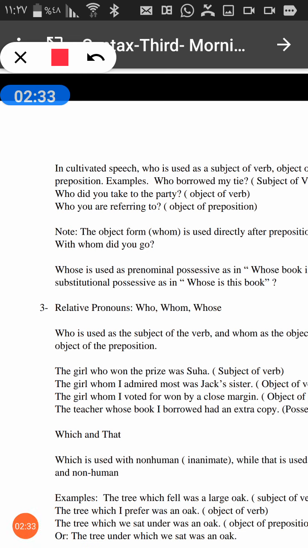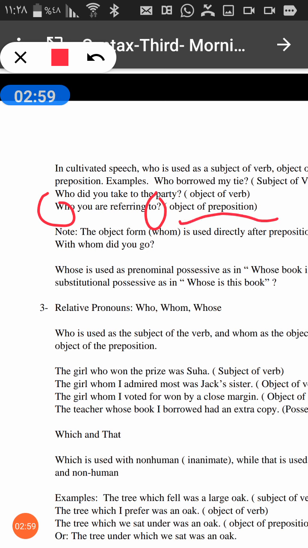But in the third example, this one, who are you referring to? So if I answer the question, إلى أي شيء تشير? Who are you referring to? For example, I say I am referring to Ahmed. So here, who functions as the object of the preposition.